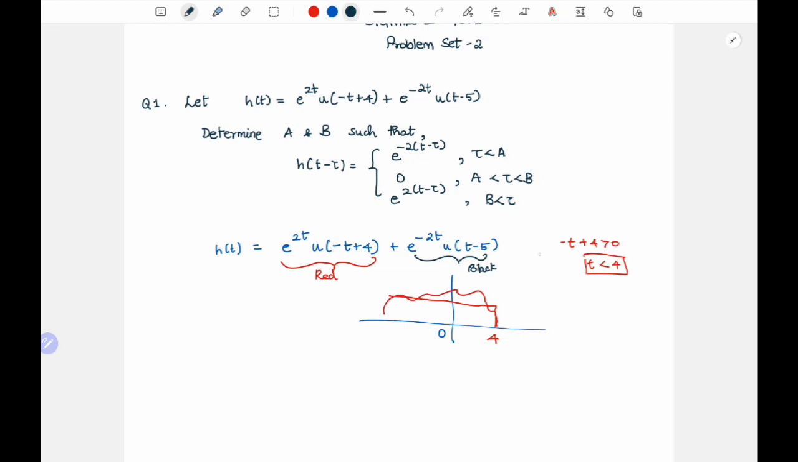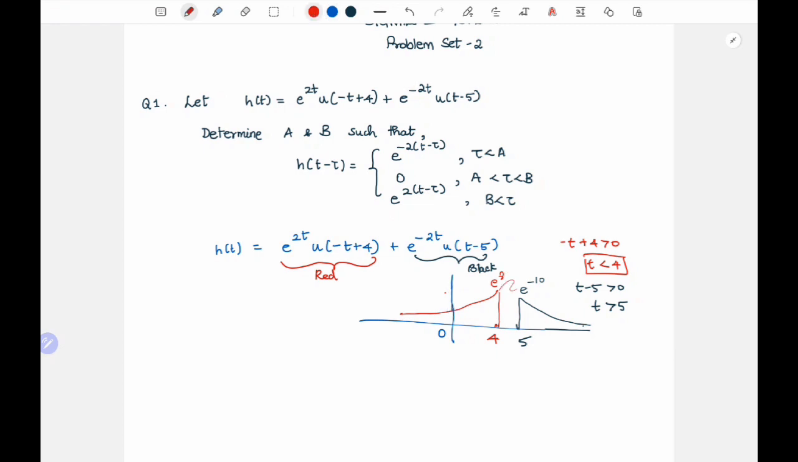And what about this signal? U of t minus 5. This exists for t minus 5 greater than 0, which means for t greater than 5. So this signal is like something like this, right? And since it is an exponential signal, this will be a falling exponent. And this black one will be again a falling exponent. So it starts from e power minus 10 and falls. And this one starts from e power 8 and then falls in the left hand side.